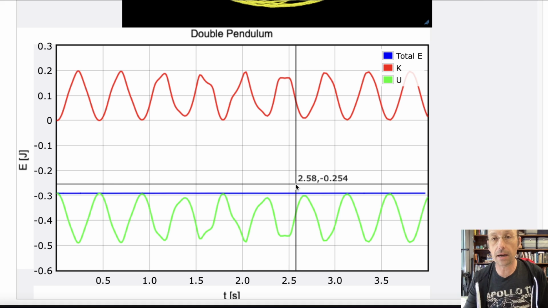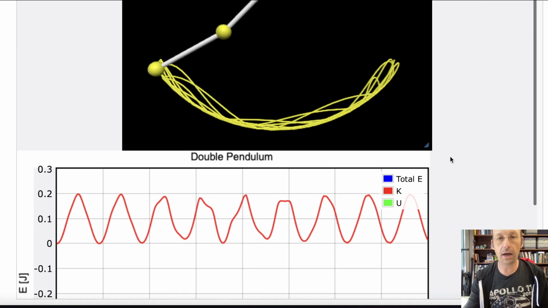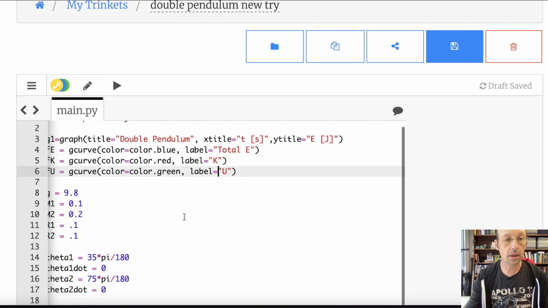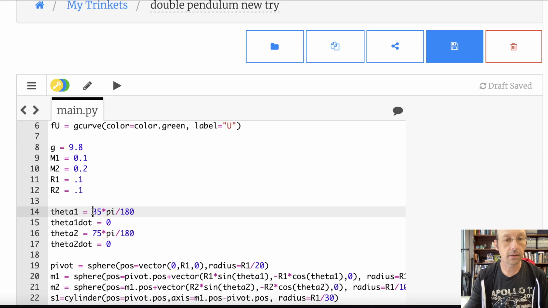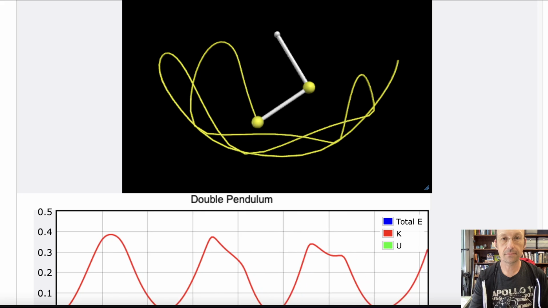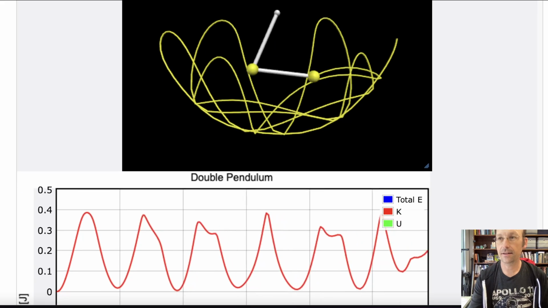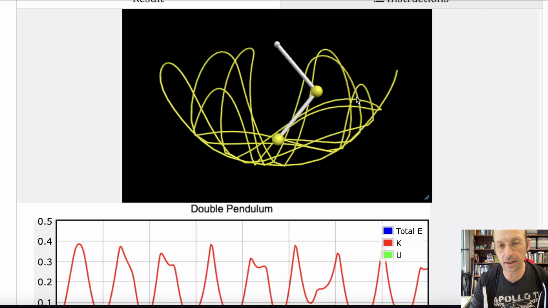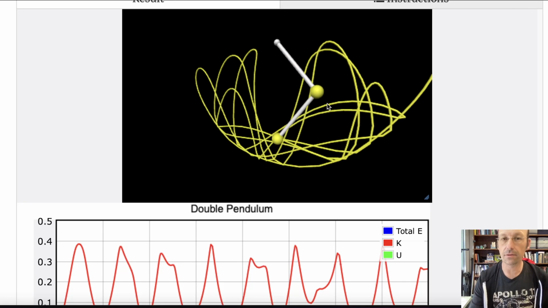Okay, so modeling the double pendulum. Let's just go wild, right? Let's do one while we're here. Let's just celebrate. Let's change theta 1 to 81. That looks nice. Chaotic. Excellent. Energy still conserved. And this is 3D, right? So you can rotate that around if you want to.